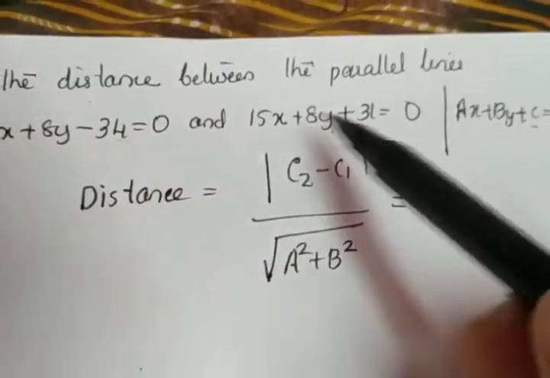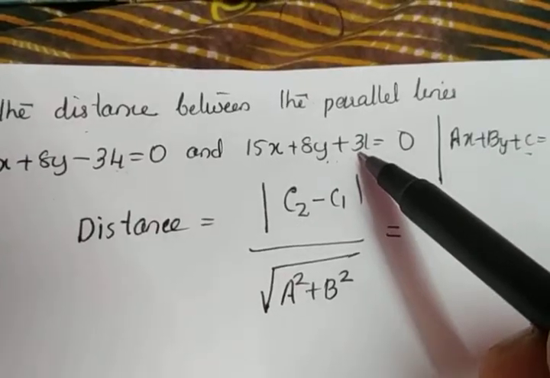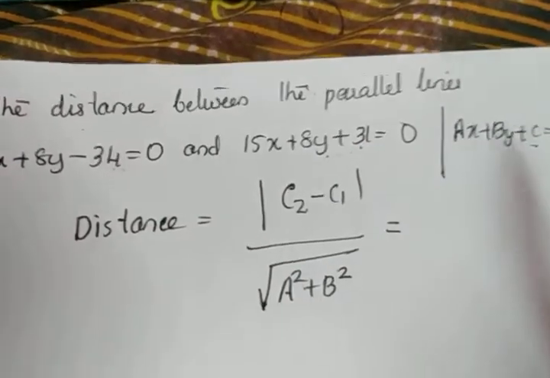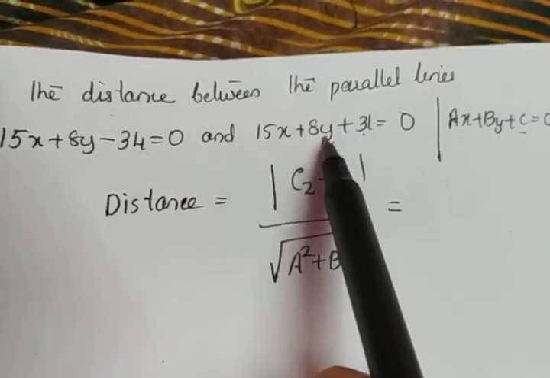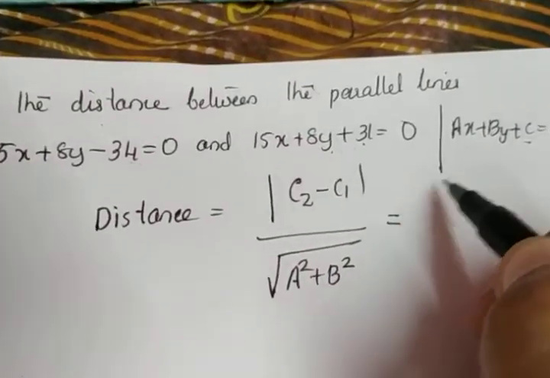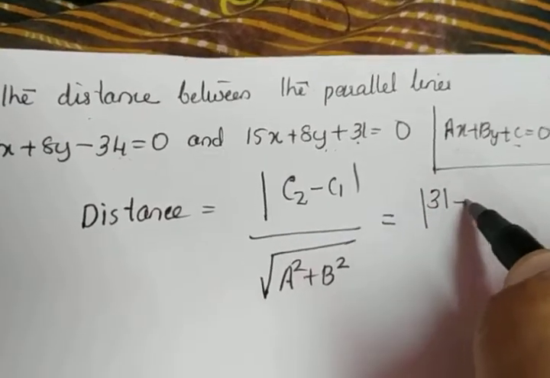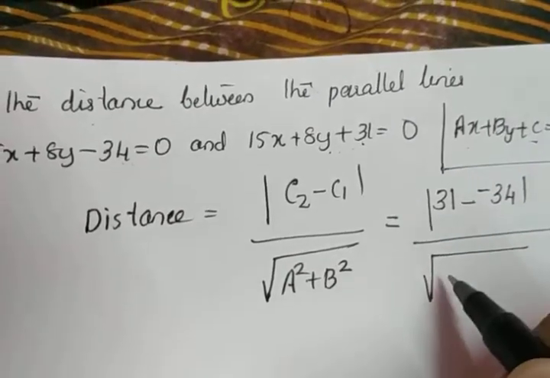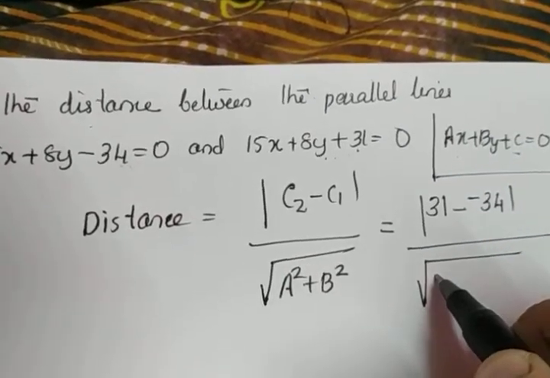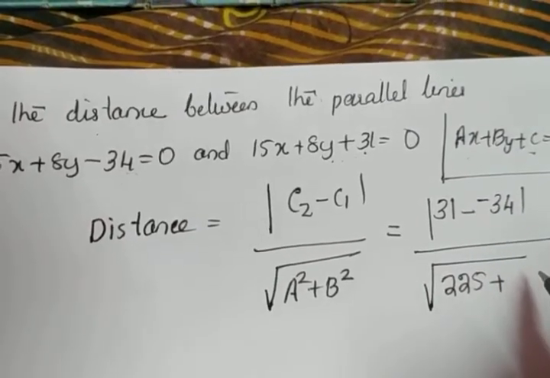Since there are two lines, C1 is the constant term in the first equation, and C2 is the constant term in the second equation. a and b are the coefficients of x and y. Since these lines are parallel, the x coefficients and y coefficients remain the same. So just apply it in the formula: modulus of C2, which is 31, minus 34, divided by the square root of a square. a is the coefficient of x, which is 15. 15 square is 225, plus b, the coefficient of y, which is 8.